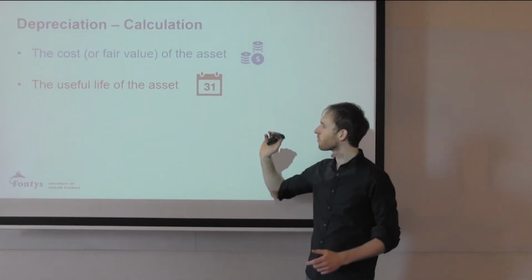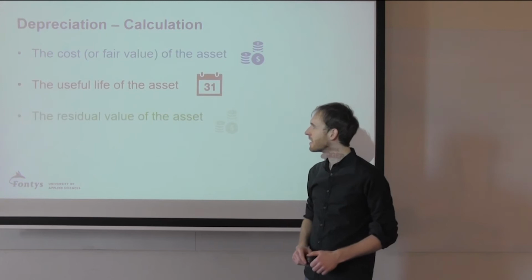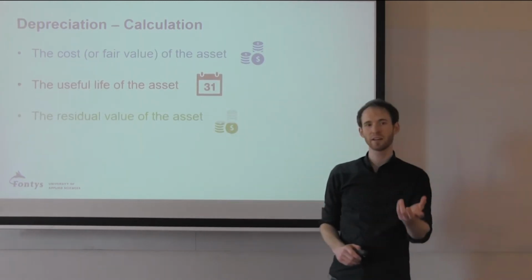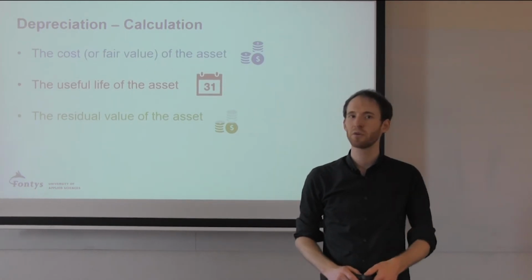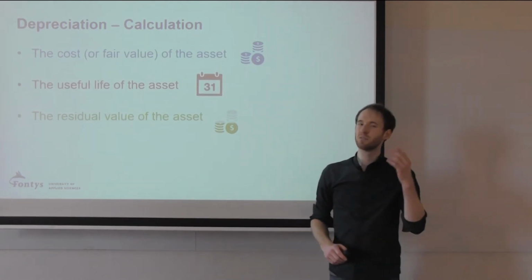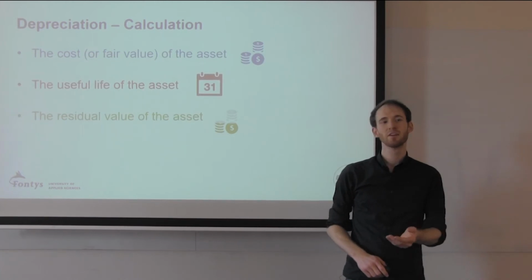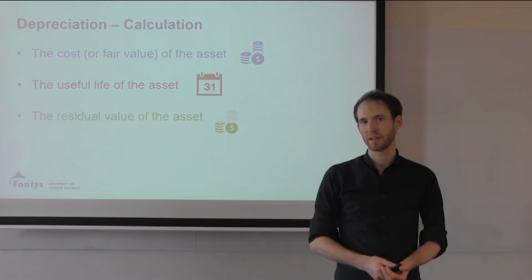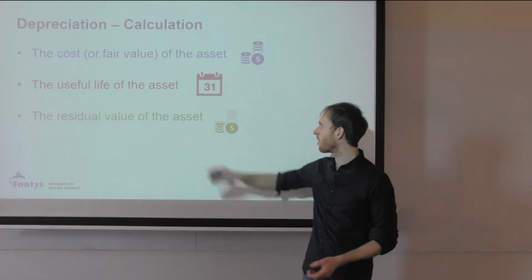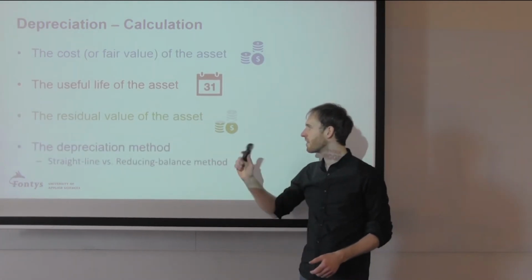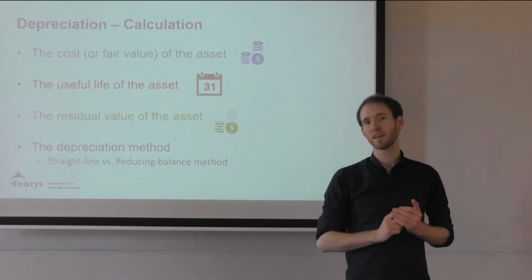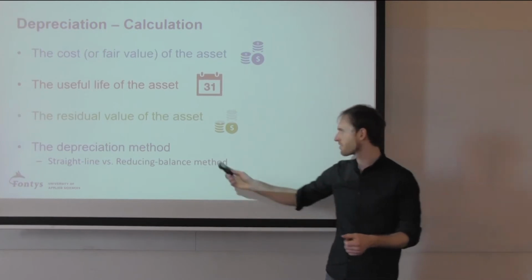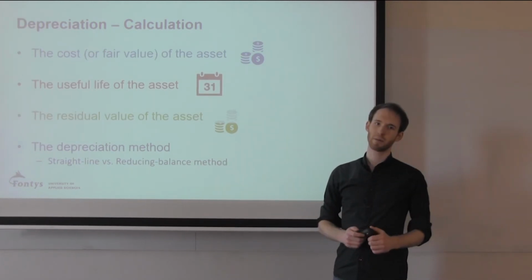That's also important, we need to have it for the calculation. What the value is at the end, so when we actually want to sell it, it might still have a certain amount of value. Let's say when you have a smartphone for 5 years, you might still be able to sell it for 50 euros to a friend or to somebody else. This is called the residual value of the asset. And then finally, there are 2 ways of depreciating assets. The first one is the straight line method, which is easier. And we also have the reducing balance method.